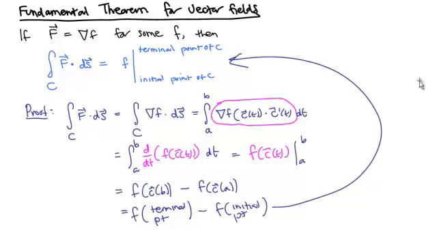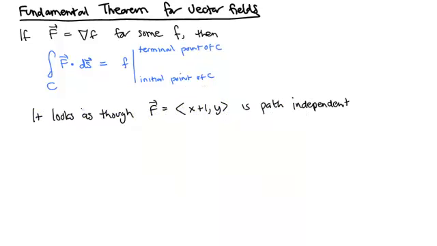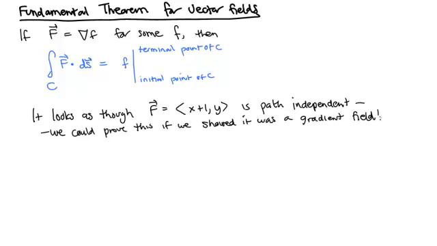So in the context of the problem we had just done, it looked as though the vector field x plus 1, y was path independent. We could prove this assertion if we could show that it was the gradient of some function. So is it the case that x plus 1, y is equal to the gradient of some function f? That is, does it take the form f sub x, f sub y? Well, you might remember we had a test that would suggest whether or not it's a candidate. And that test involved taking the partial derivative of the first component with respect to y and setting it equal to the partial derivative of the second component with respect to x.